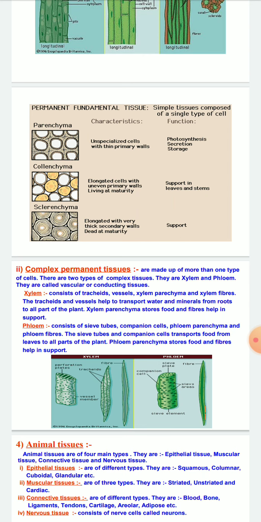So xylem helps in the transport of water and minerals, and phloem helps in the transport of food. The first two organs in xylem, that is tracheids and vessels, help in that function, and in phloem the sieve tubes and the companion cells help in that function. And the phloem parenchyma stores food, in xylem the xylem parenchyma stores food, and xylem fibers give support, and here the phloem fibers help in support.